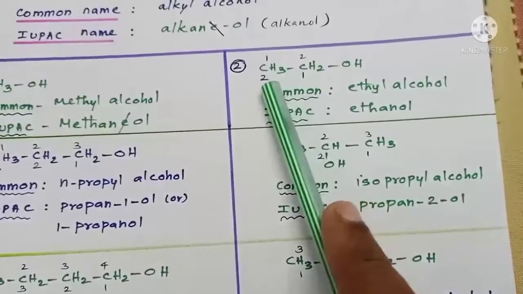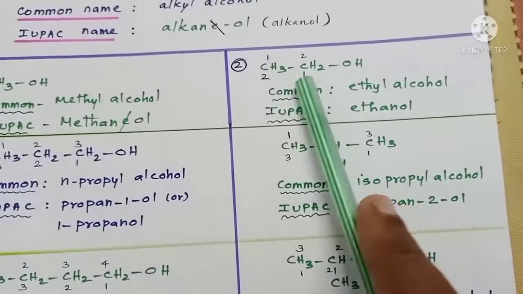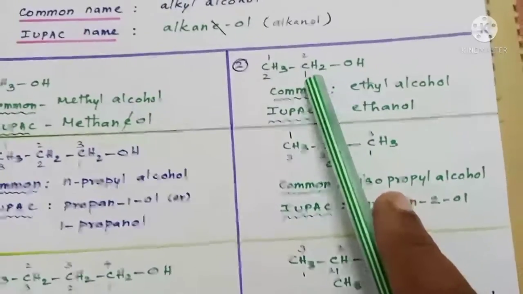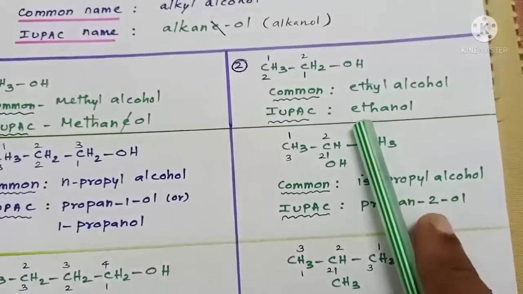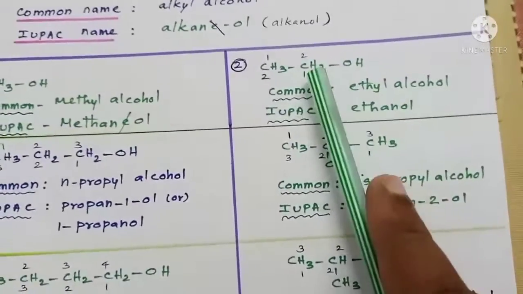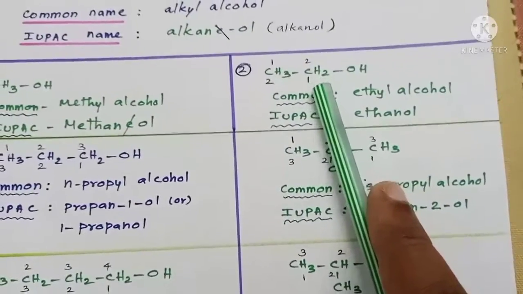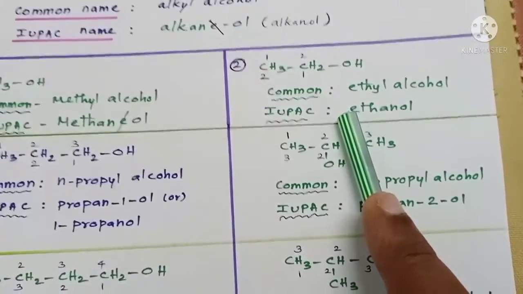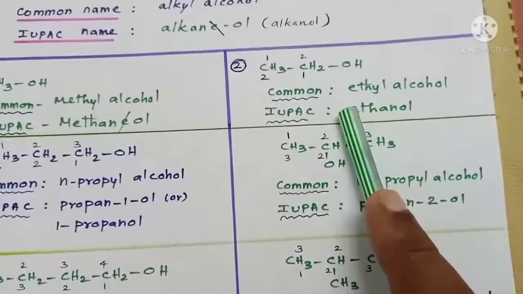Now the longest carbon chain, the parent chain, has two carbon atoms, so it is an ethane derivative: ethane with an OH group, so ethanol. The OH group is at the first carbon, so I could write ethan-1-ol, but it is not necessary to give a number for ethanol.